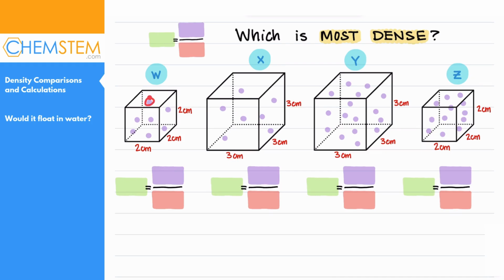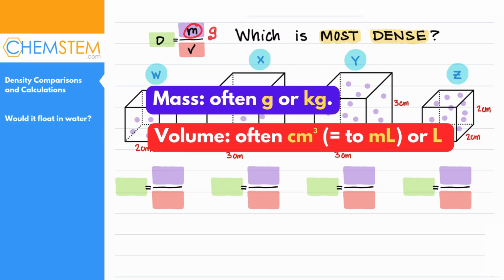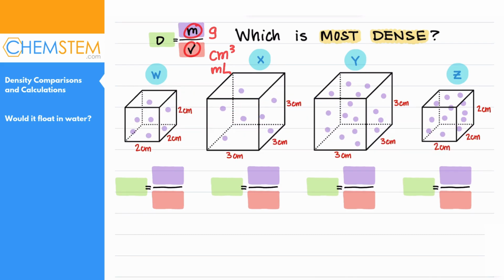These little circles all represent 1 gram of the matter inside. To calculate density, the equation is D equals m over V. When you're first learning density, you tend to stick with grams for mass and cubic centimeters or milliliters for volume. But in reality, density can be any mass, such as kilograms, and any volume, like liters.